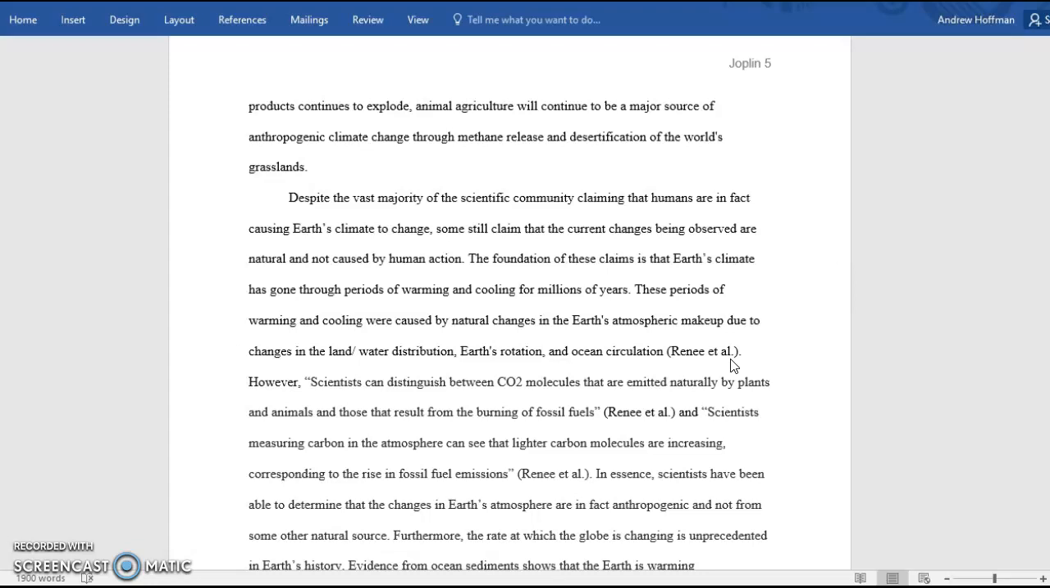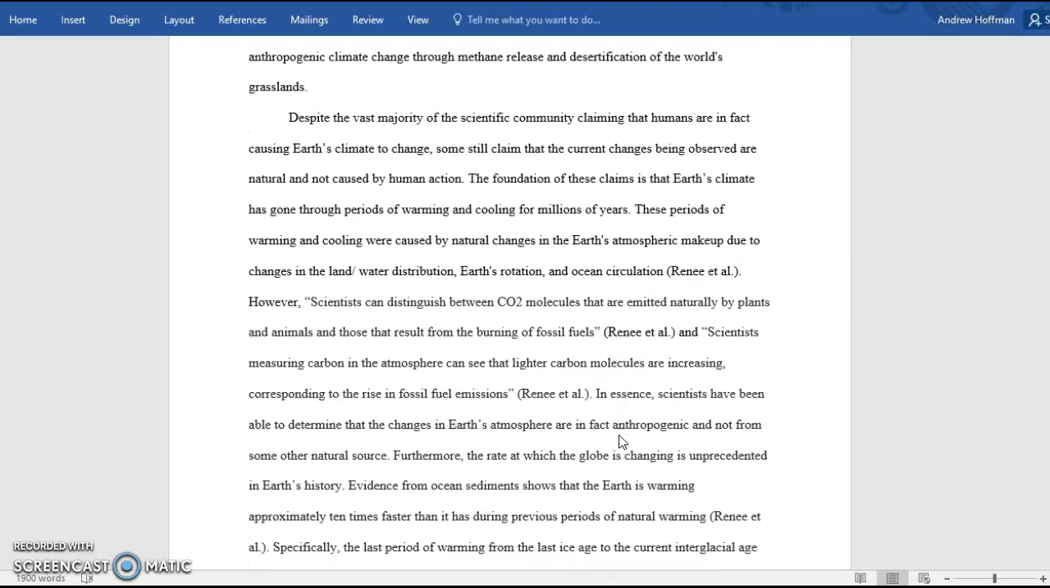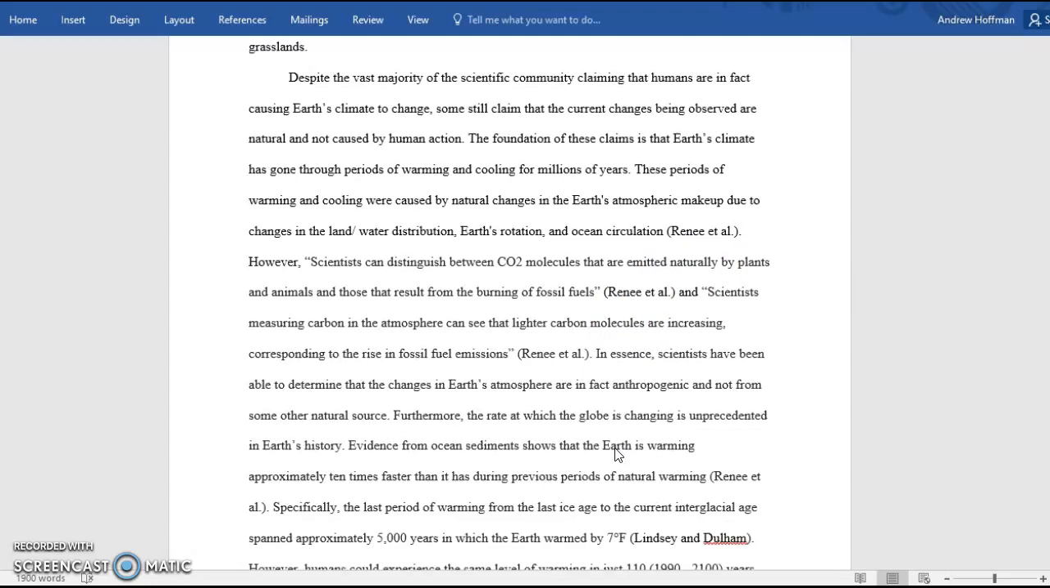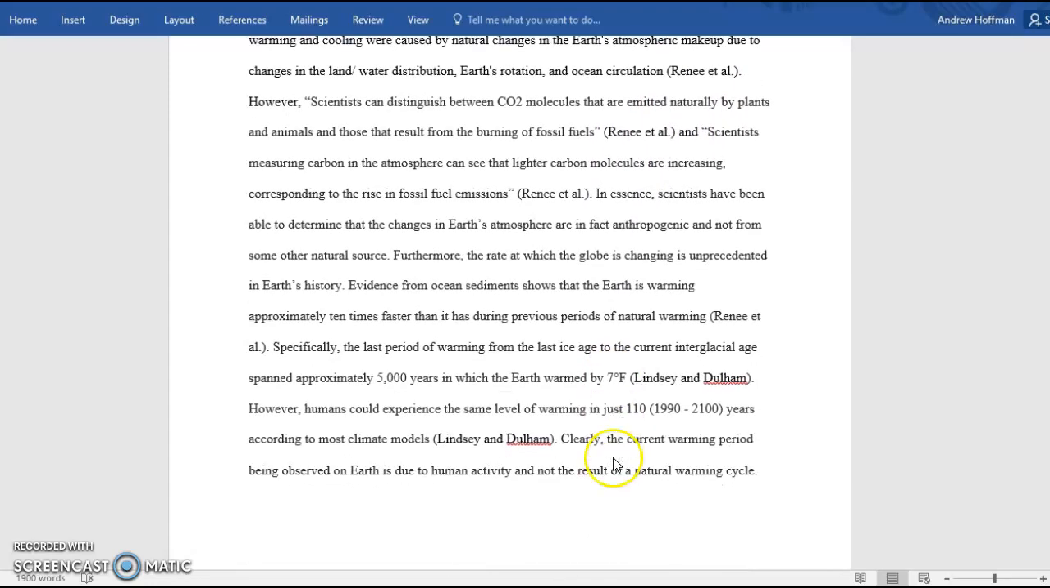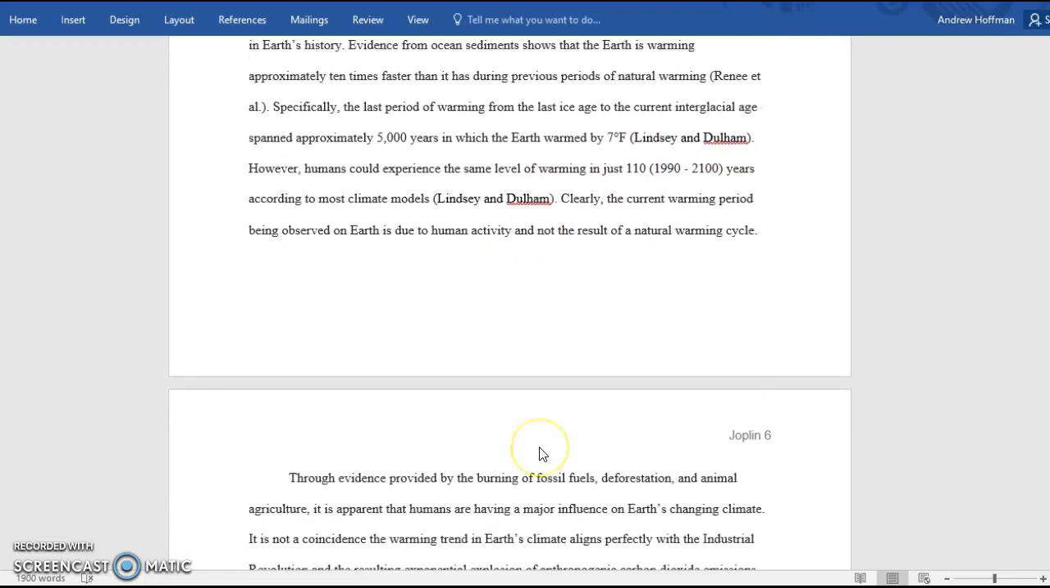You can instead say the first person's last name and then use the Latin E-T-A-L period, short for et alii, meaning Renee and other people. Were there 10? Were there 5? We don't know. We'd have to go back and look at the source. It doesn't really matter, though. But the thing I want to say is, just like with Lindsay and Dalham, you don't just put the first author's name down. There's Lindsay and Dalham again.